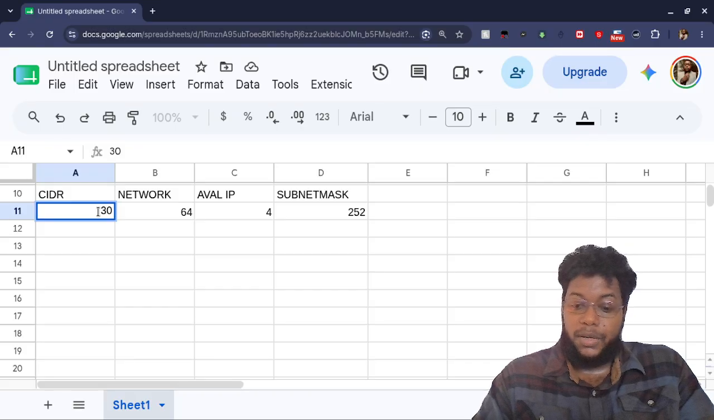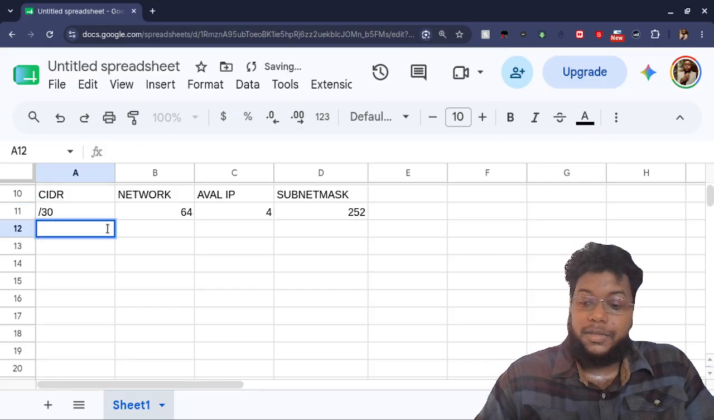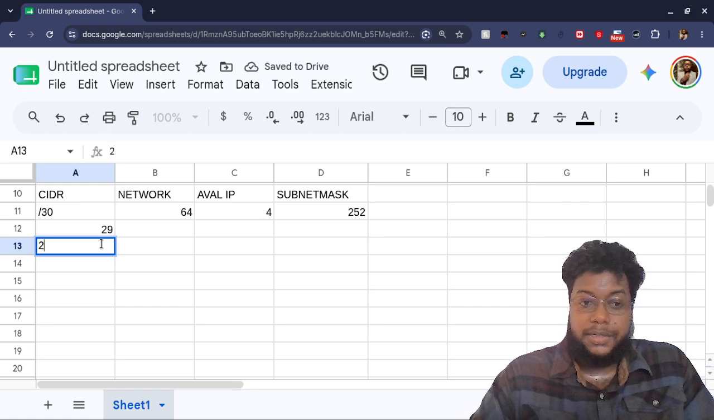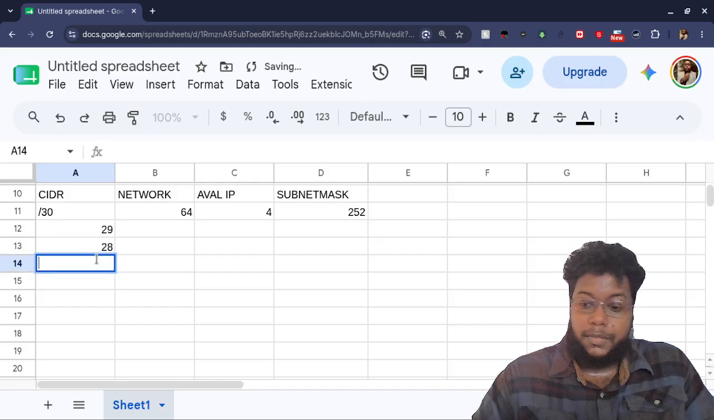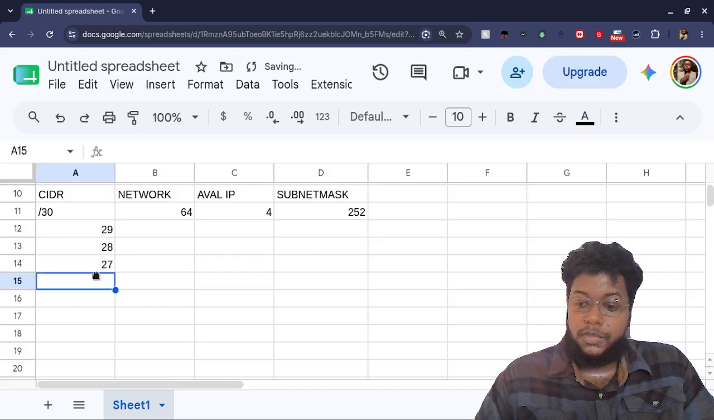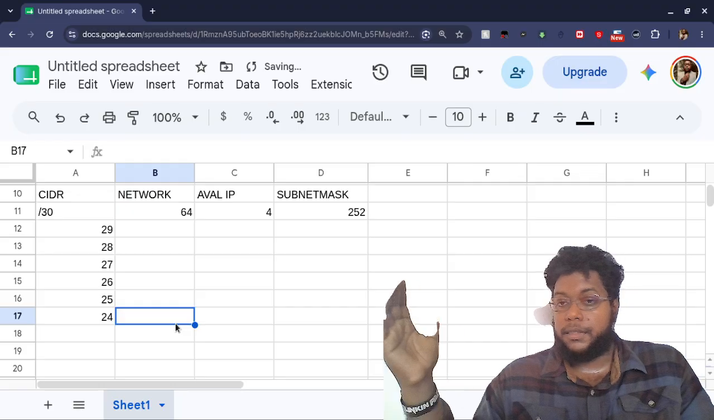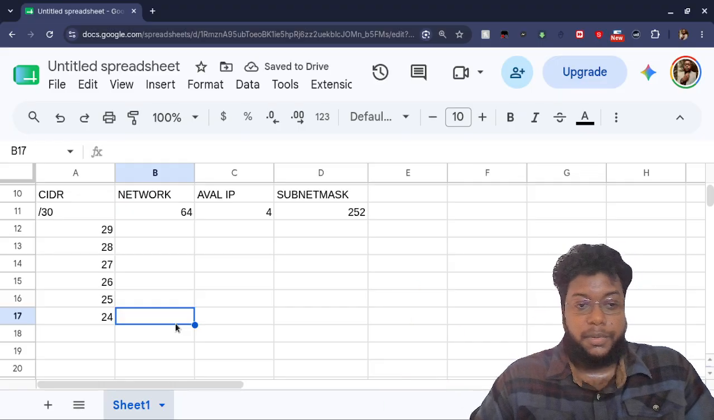30/30, right? What are we going to do with a /30? All we're going to do is just count: 29, 28, 27, 26, 25, 24. That's it. It's not that difficult to just remember that, right?